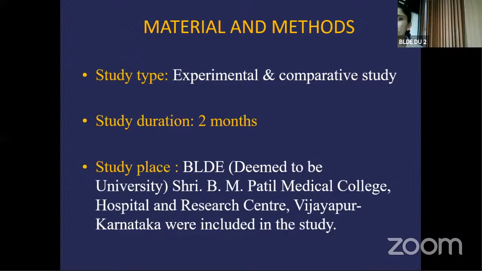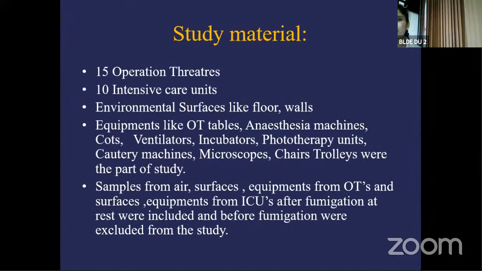Material and methods. It was an experimental and comparative study conducted for 2 months at BLD. For study material, we included 15 operation theaters, 10 ICUs, and environmental surfaces like floor and wall from all 10 OTs and 10 ICUs, and equipment like OT tables, anesthesia machines, cots, ventilators, and all the instruments in the OTs and ICUs. Samples from air, surfaces, and equipment from OTs and ICUs were included after fumigation at rest. This was the inclusion criteria. Those before fumigation were excluded from our study.